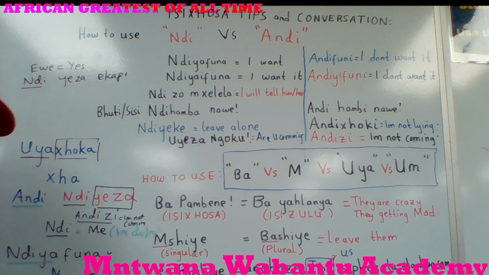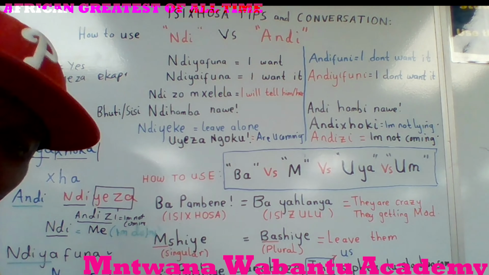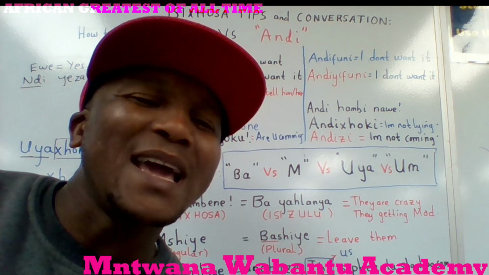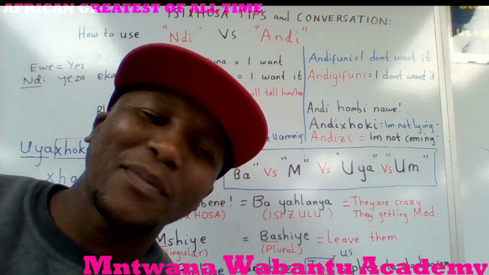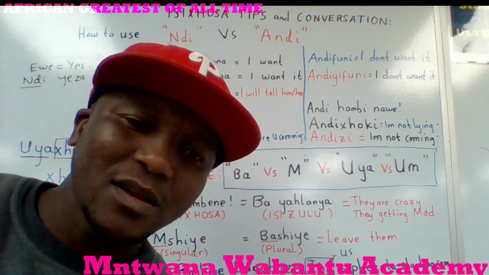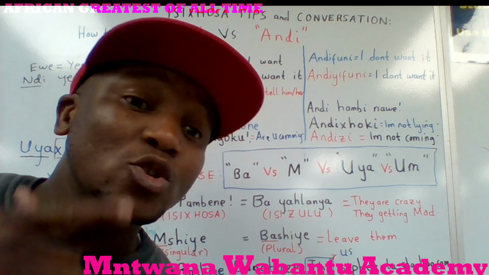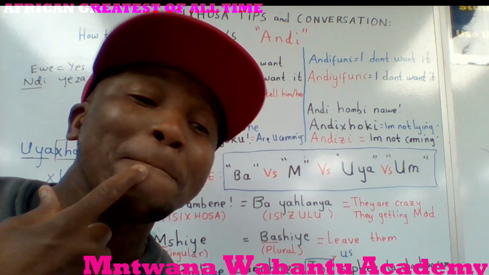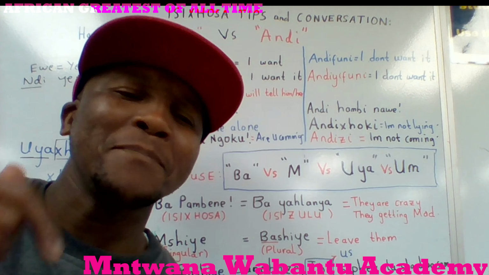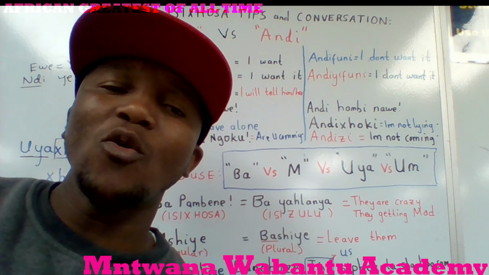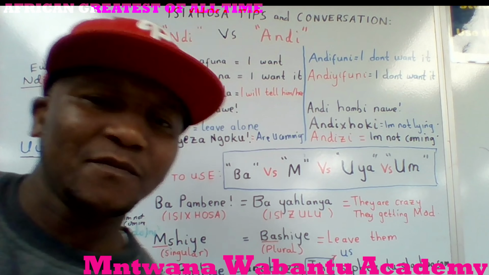Si means for si. Uyeza sekapa, uyeza ekapa. Ewe, ndiyeza ekapa. Yes, I'm coming to Cape Town. Mm-mm means no. When you say mm-mm, meaning no. Mm-mm, andizi. No, I'm not coming. Andizi means I'm not coming.